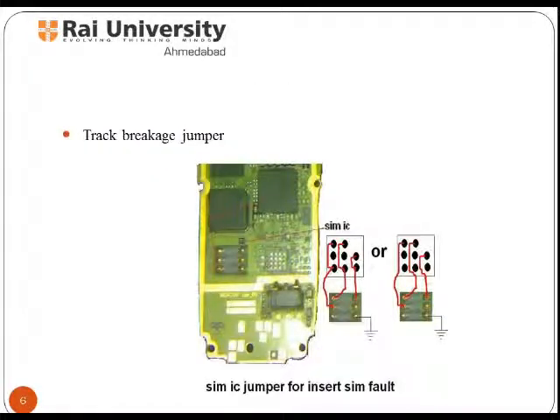But in that case, if there is true damage on the trackpad, then the first solution is to bring the mobile phone back to normal, and if the first solution does not work, you can do a checkpoint on the trackpad. Now check the trackpad lanes one by one to see if there is a path breaking jumper. You can see the IC jumper for insert SIM fault.